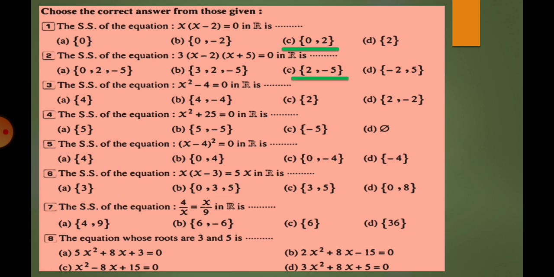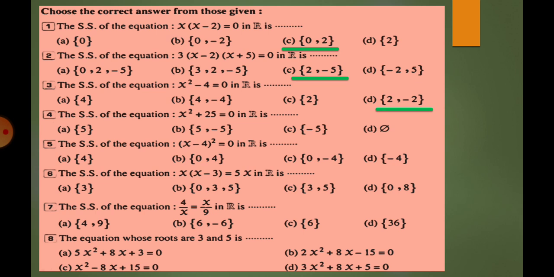The equation x² − 4 = 0. This form is the difference between two squares. We factorize x² − 4: it will be (x + 2)(x − 2). So we can write x = 2 or −2. The solution set is {2, −2}.